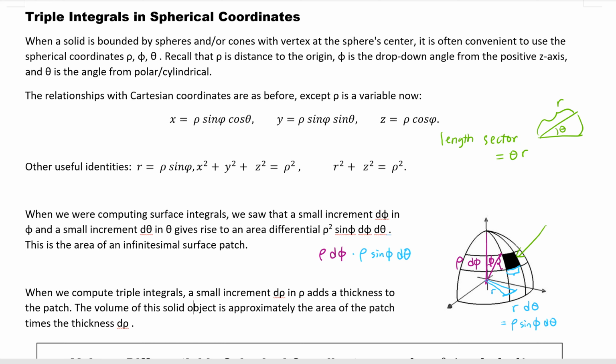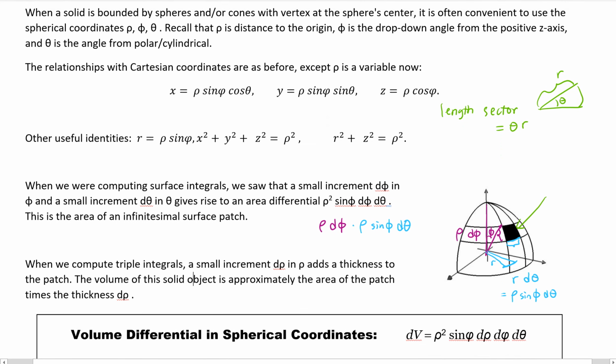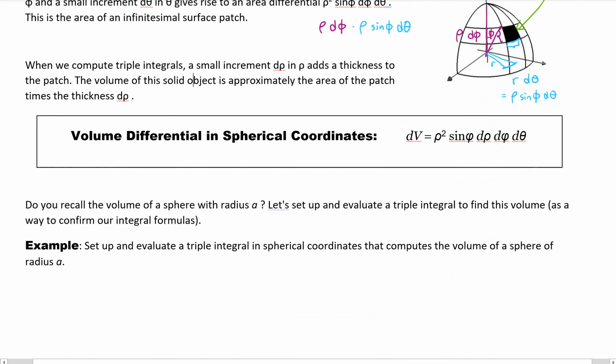Okay, now when we compute a triple integral, a small increment d rho in rho adds a thickness to this patch. Then the volume of the solid object is approximately the area of the patch times the thickness, d rho. So far, so good, everybody? Okay, so the volume differential is rho squared sine phi d rho d phi d theta. Yeah, this is the hardest one.